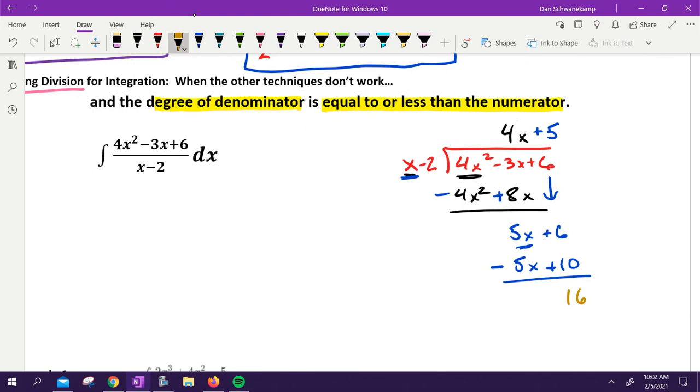So this right here, by doing long division, we can simplify it. This is the same as 4x plus 5. But then I also had a remainder. My remainder is plus 16 over x minus 2, because that's what I divided by. Questions on to that point?